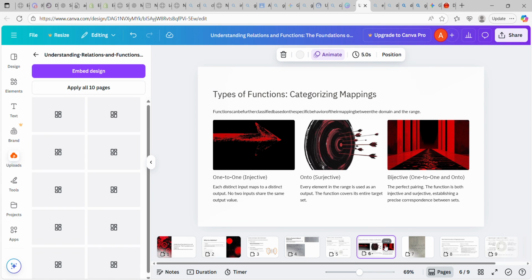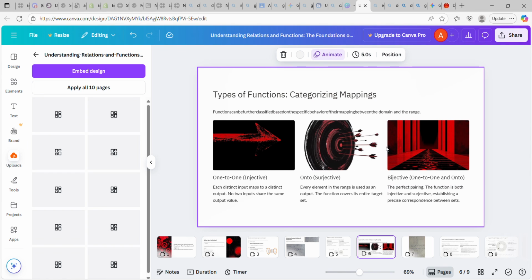Okay, so moving to the next, the types of functions. In types of functions, first we have one-to-one, or injective. One-to-one functions, also known as injective functions, mean that every pre-image has a unique and different image.